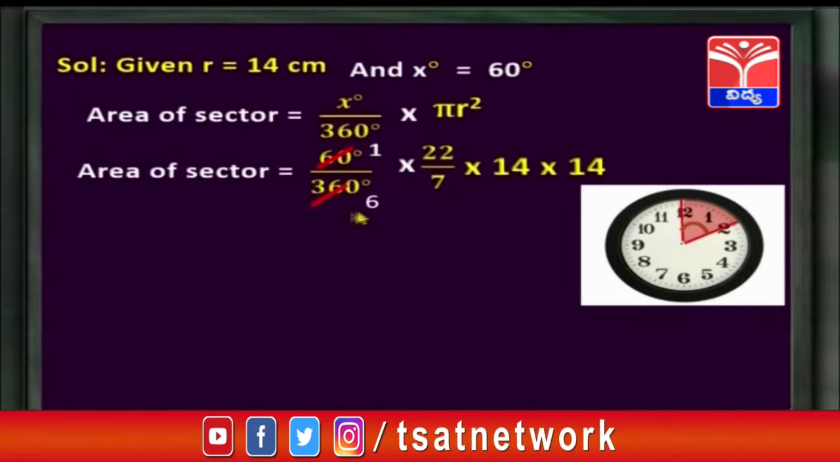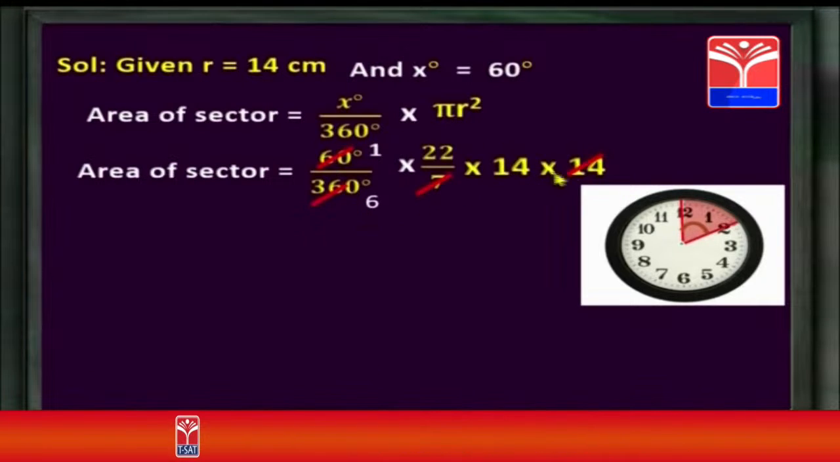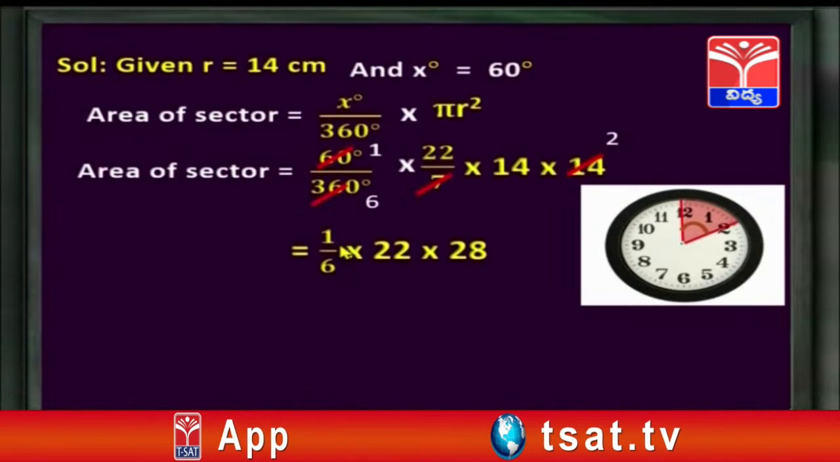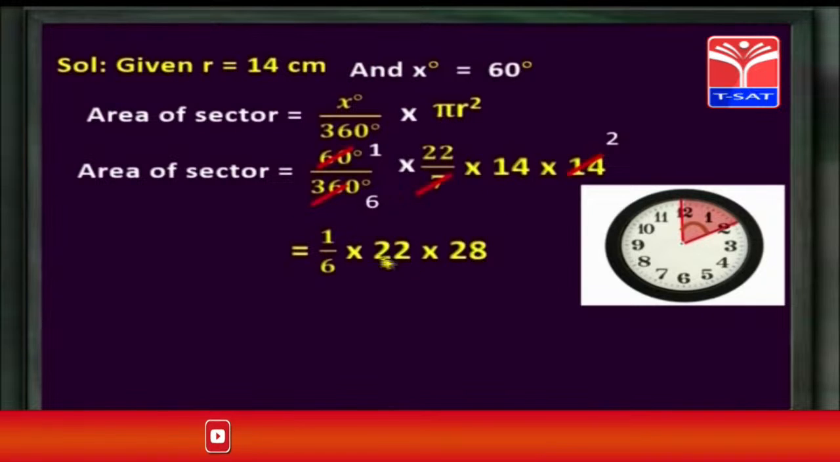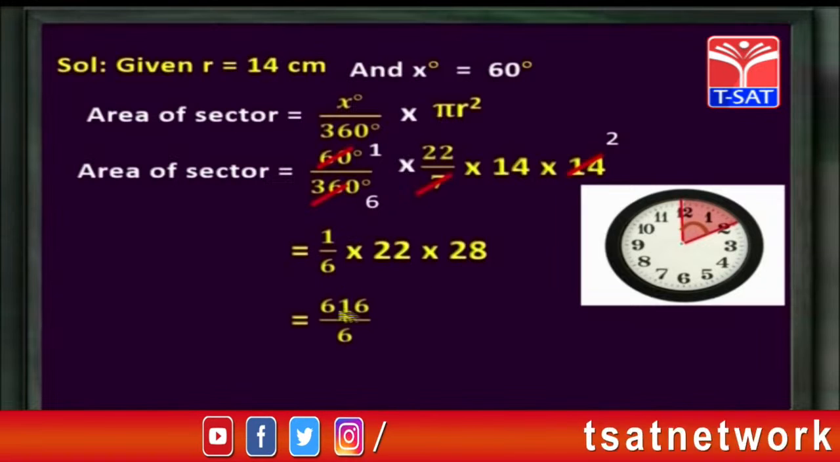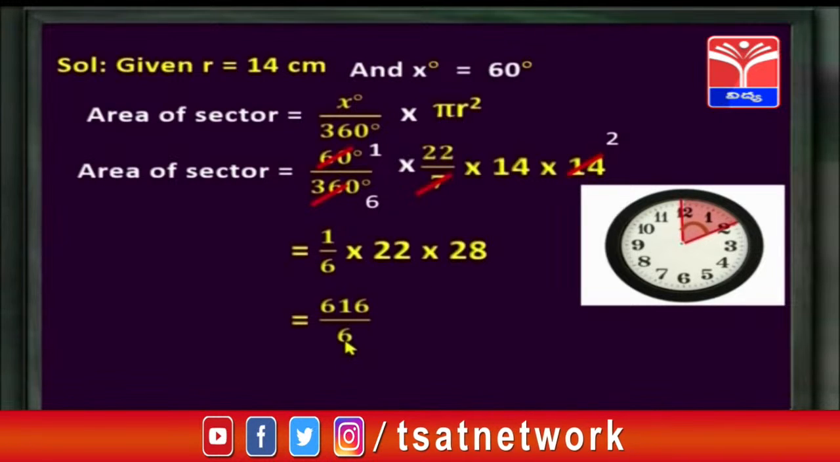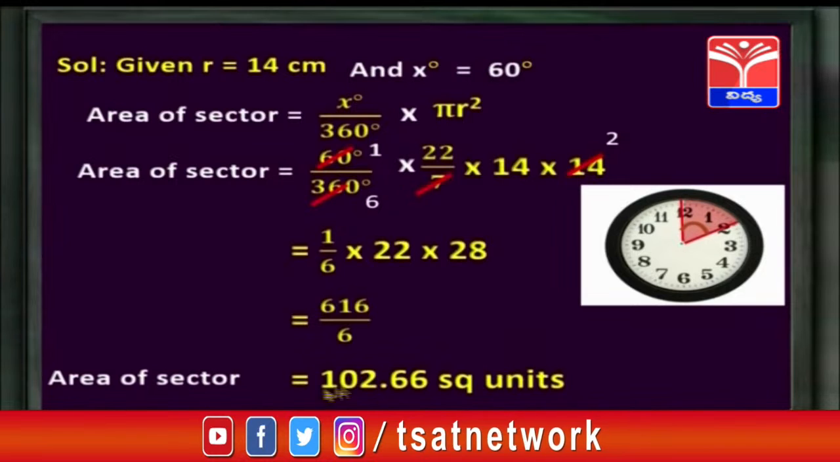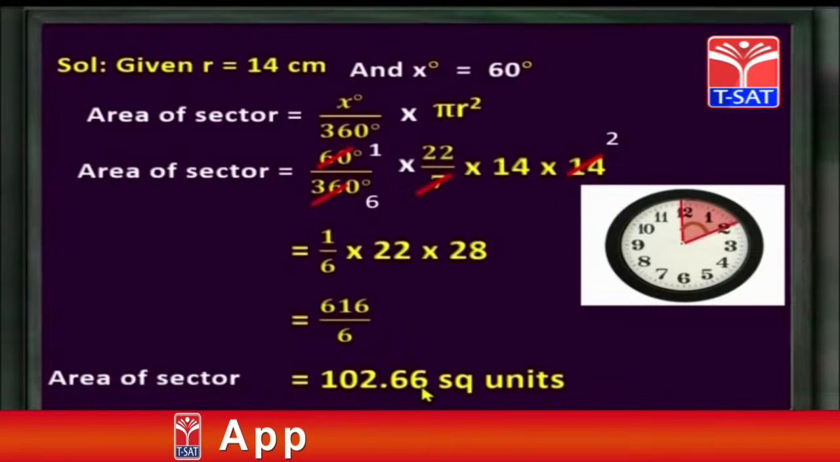Six ones are six, six sevens are 42, seven ones are seven, seven twos are 14. Now, if you multiply this, you will get 1 by 6 into 22 by 14 into 14 into 14, which is 22 into 28 is 616 by 6, which is equal to 102.66 square units. So, this is the way to find the area of a sector.